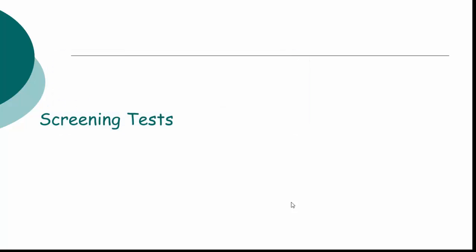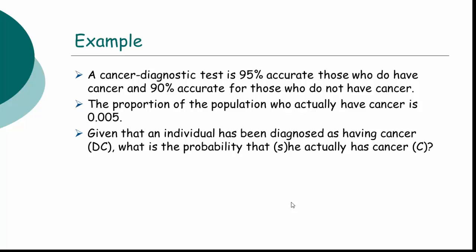So we're coming back to screening tests, to diagnostics, and we're looking at a test that's 95% accurate for those who do have cancer and 90% accurate for those who do not have cancer. And in terms of the prevalence, we're told that the proportion of people in the population is 0.005, in other words, 5 in 1,000.